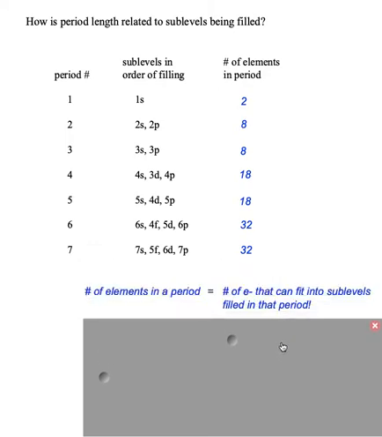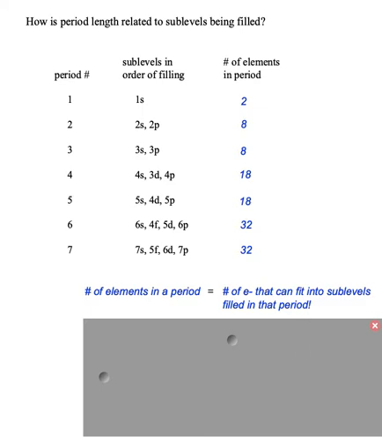So what we see is that the number of elements in a period is simply equal to the number of electrons that can fit into the sublevels that are being filled in that period. And don't forget why we can place a certain number of electrons in a sublevel. Any s sublevel consists of 1 orbital, so it can hold 2 electrons. Any p sublevel consists of 3 orbitals, so it can hold a maximum of 6 electrons. Any d sublevel consists of 5 separate orbitals, so it can hold a maximum of 10 electrons. And any f sublevel consists of 7 orbitals, so it can hold a maximum of 14 electrons.